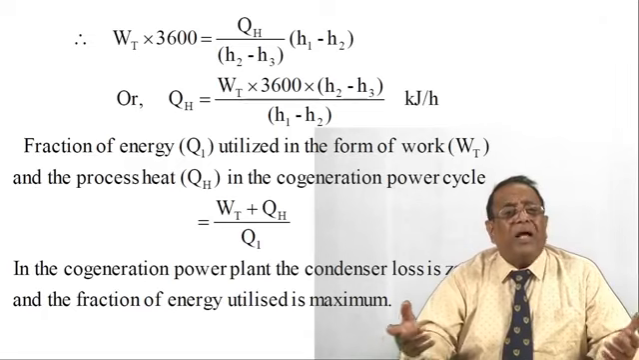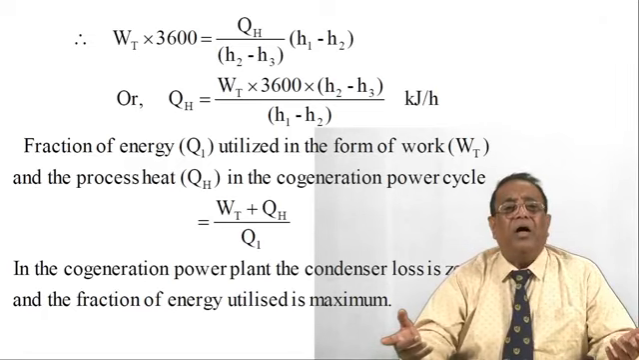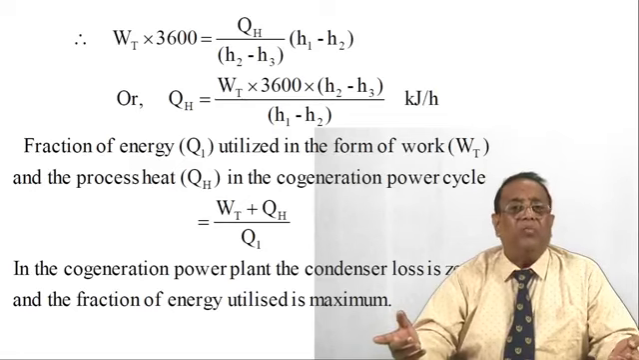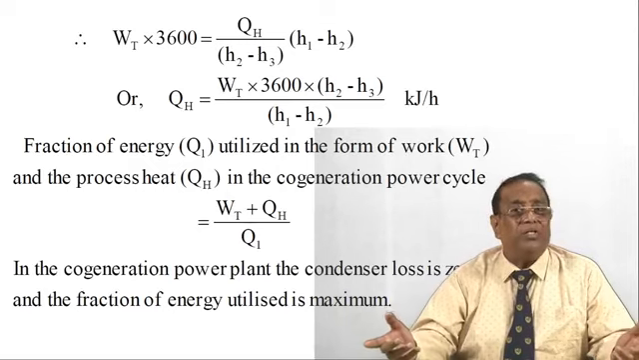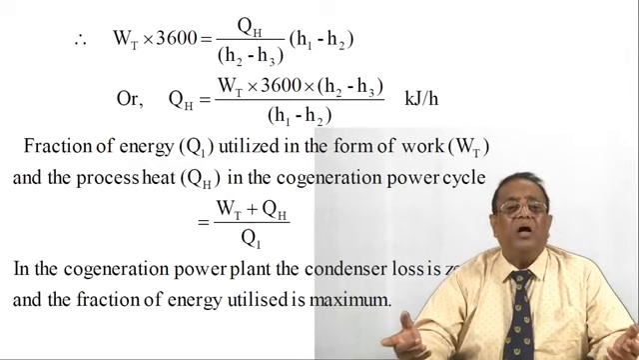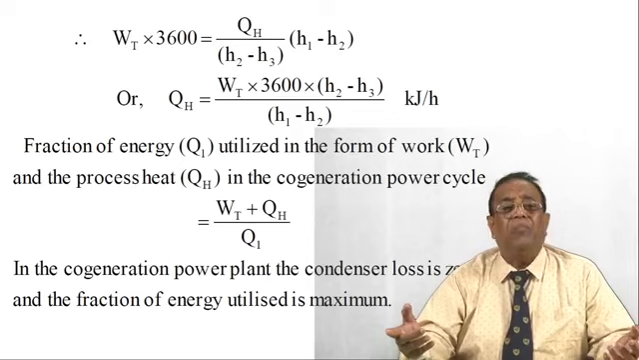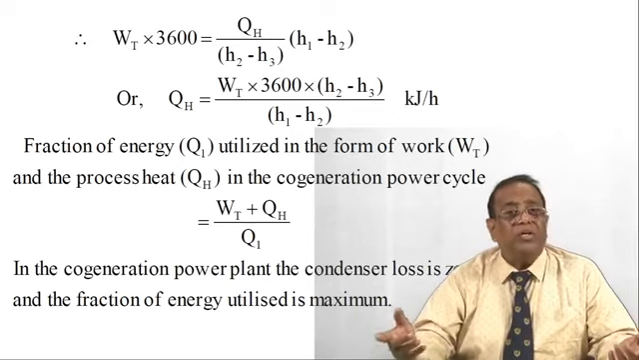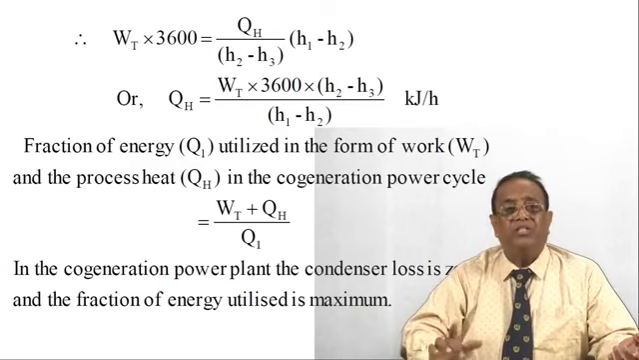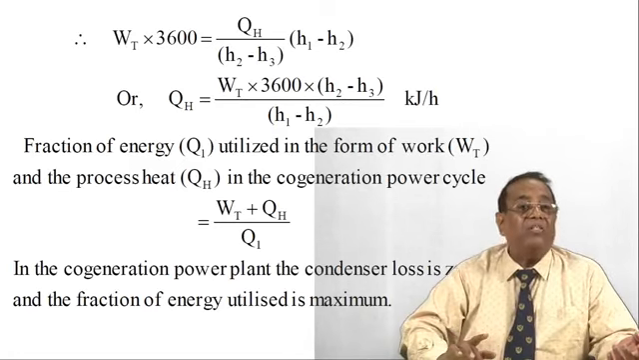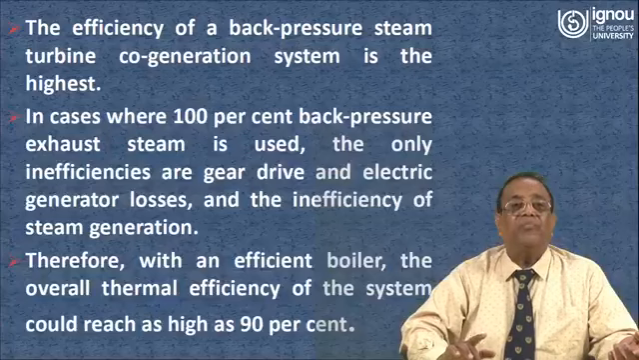But the fraction of energy Q1, that is the heat input in the whole process, utilized in the form of WT and the process heat QH in the cogeneration power cycle is equal to WT plus QH, whole divided by Q1. In the cogeneration power plant, the condenser loss is 0 and the fraction of energy utilized is maximum.